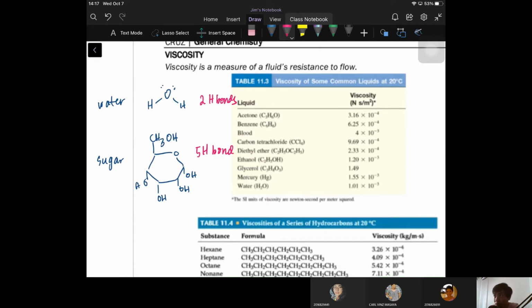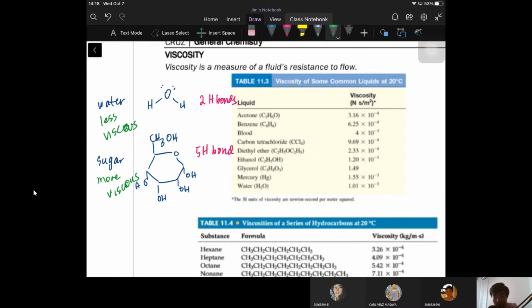So, sino mas malapot? Water or sugar? Alam natin, sugar because arnibal, no? So, we know that sugar is more viscous. Mas malapot siya than water, no? Less viscous. Basta yan. So, sugar is more viscous than water, no? Hindi ganun kalapot yung water compared to sugar.